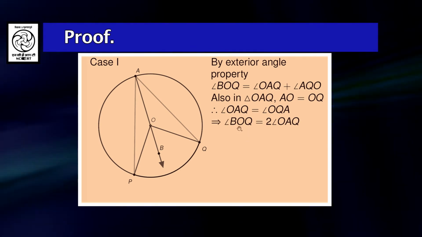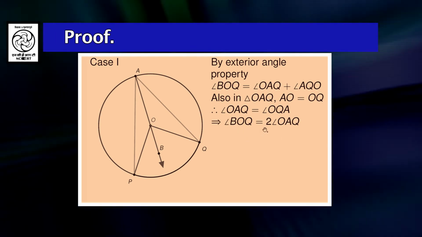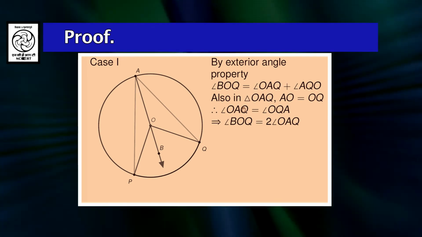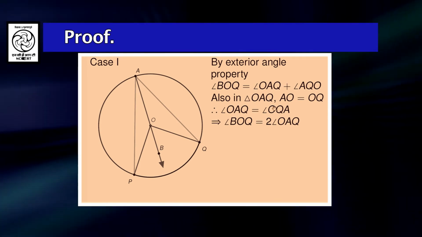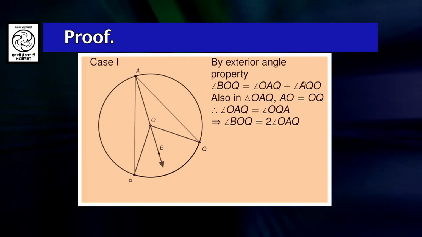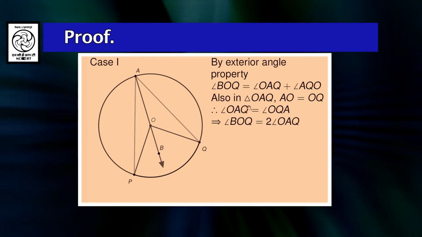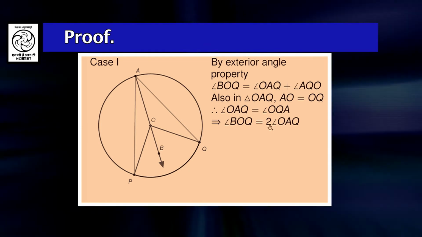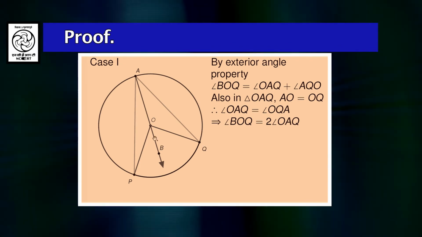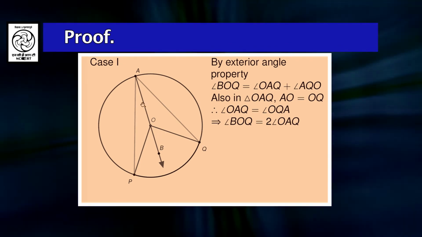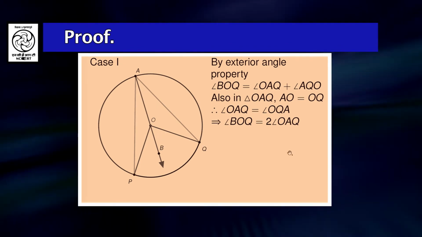Therefore, angle BOQ is equal to twice angle OAQ. This we obtained by replacing OQA in this equality by OAQ. So, OAQ plus OAQ becomes twice OAQ, that is, angle BOQ is twice angle OAQ.